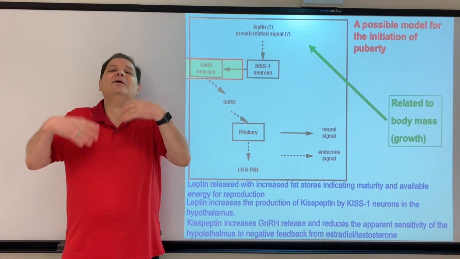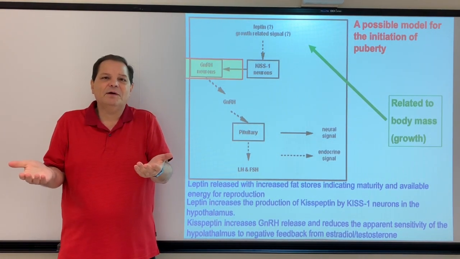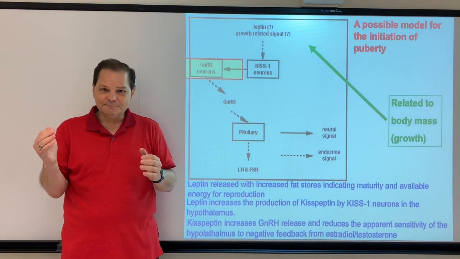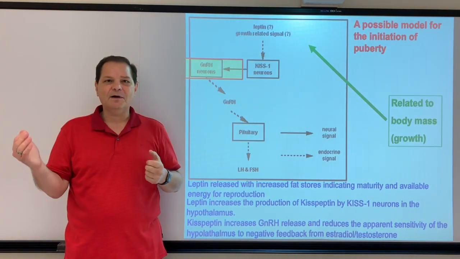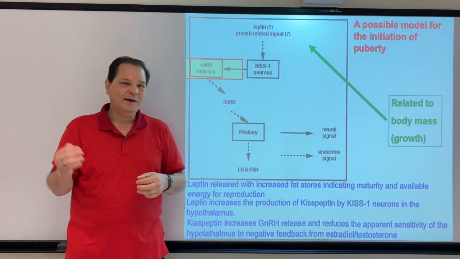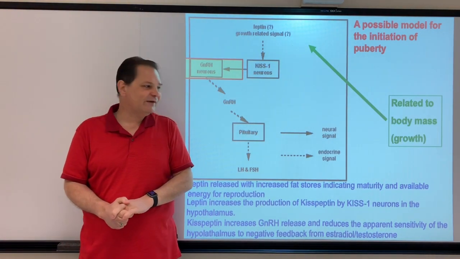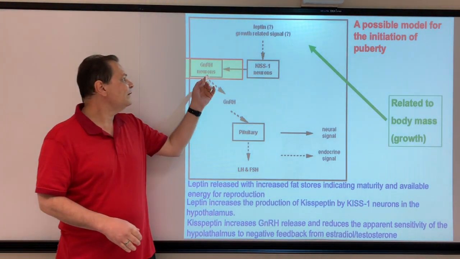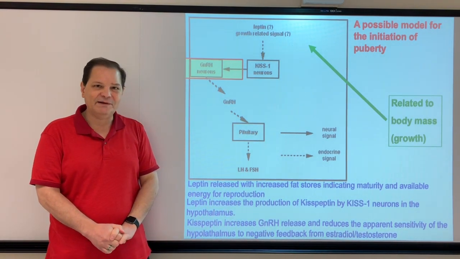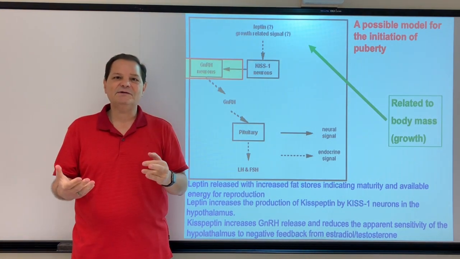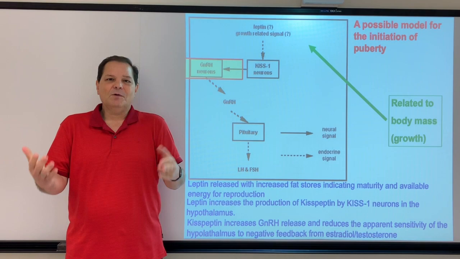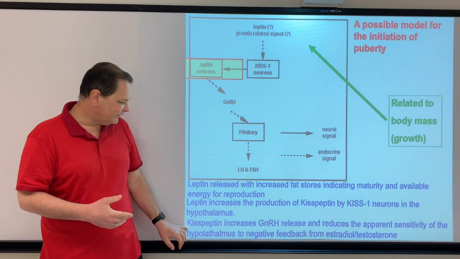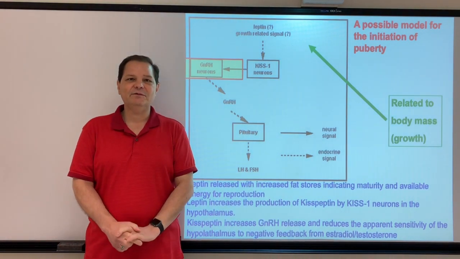So what you have here is two competing things going on. You have negative feedback from the gonads in the form of secretion of estrogen and testosterone, and those are feeding back upon the hypothalamus and decreasing the amount of GnRH release. At the same time, you have kisspeptin being secreted, and that's stimulating GnRH. And the older you get, and the more body mass you have, the more kisspeptin you secrete, and the more stimulation of GnRH release you get.